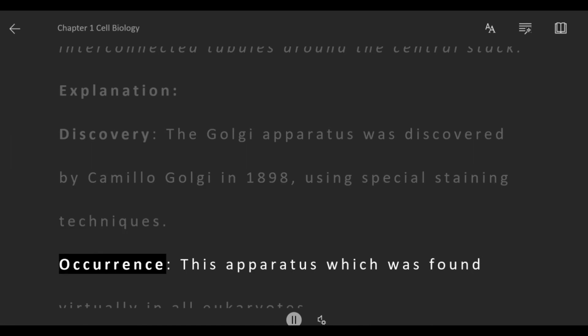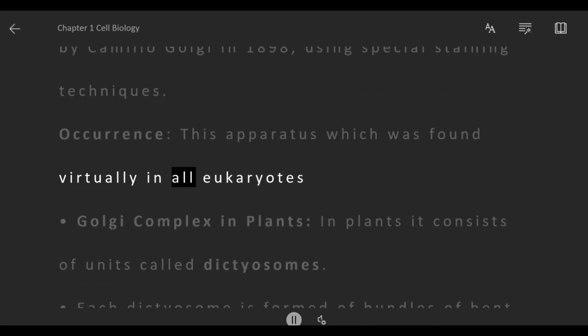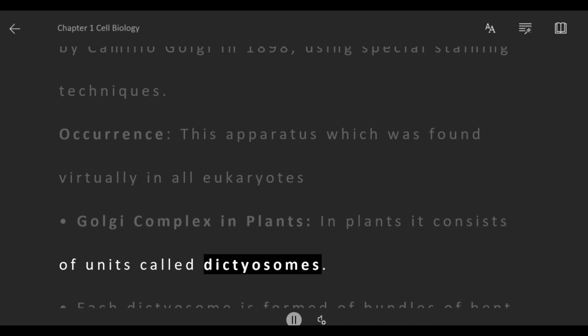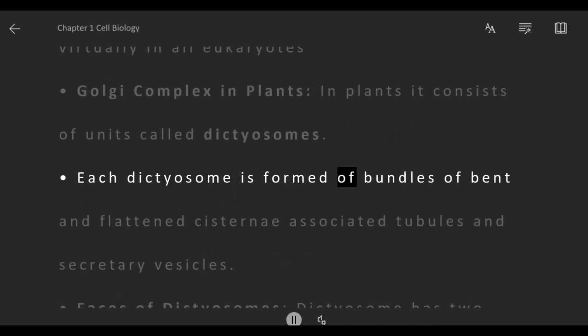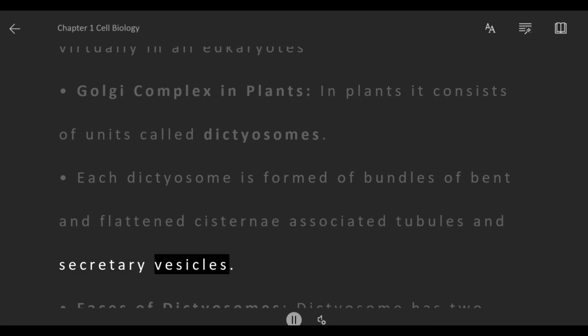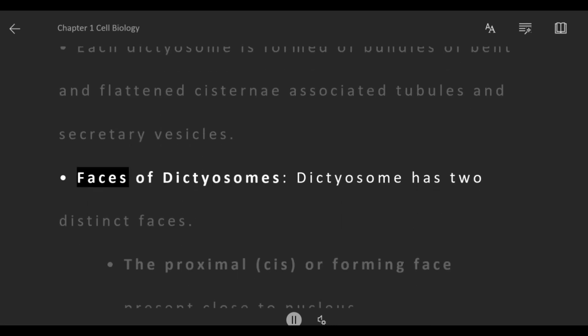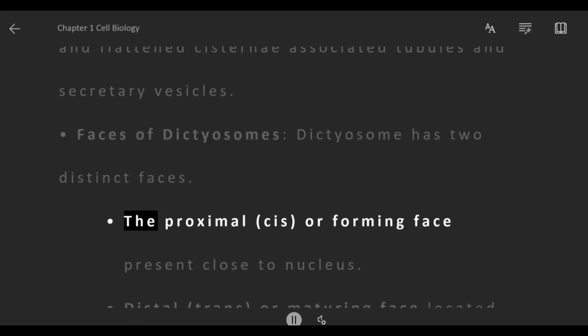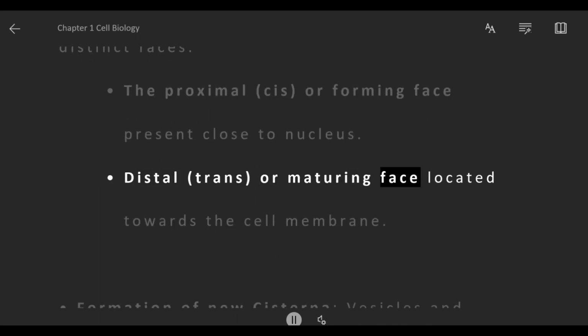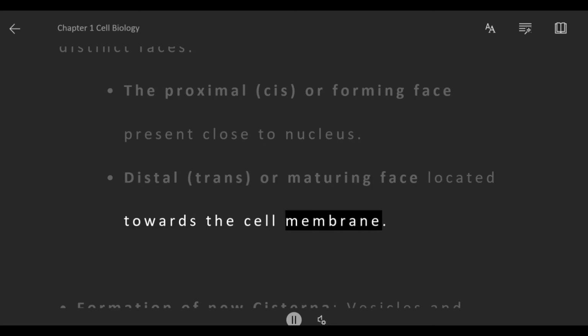Occurrence. This apparatus is found in virtually all eukaryotes. Golgi complex in plants. In plants it consists of units called dictyosomes. Each dictyosome is formed of bundles of bent and flattened cisternae, associated tubules and secretory vesicles. Faces of dictyosomes. A dictyosome has two distinct faces. The proximal, cis, or forming face is present close to the nucleus. The distal, trans, or maturing face is located towards the cell membrane.